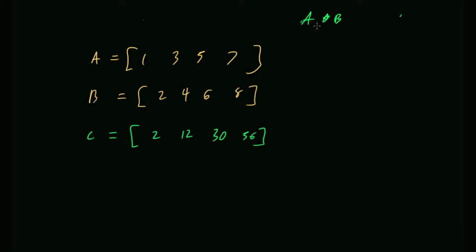Right, your inner dimensions have to work out. So what's the dimension of A? 1 row, 4 columns. And what's the dimension of B? 1 row, 4 columns. So do the inner dimensions match? No. So if I multiply them, it's going to complain.